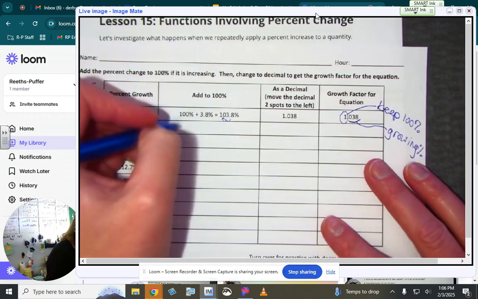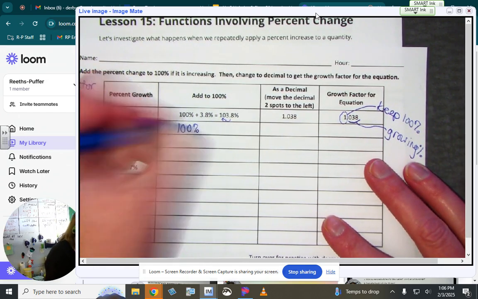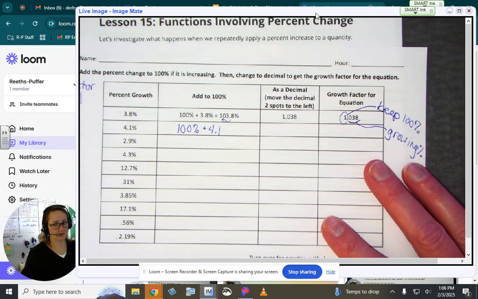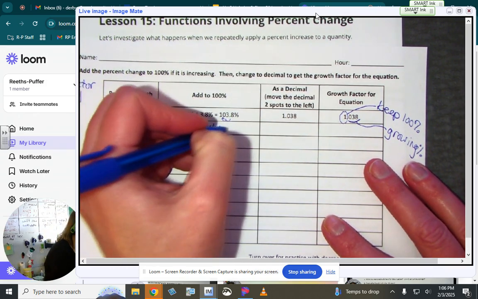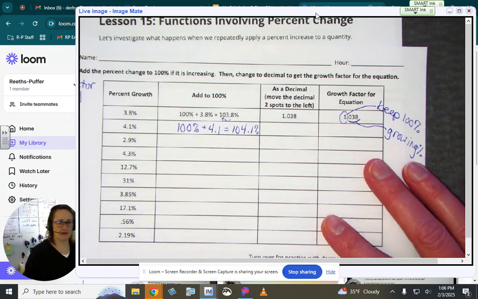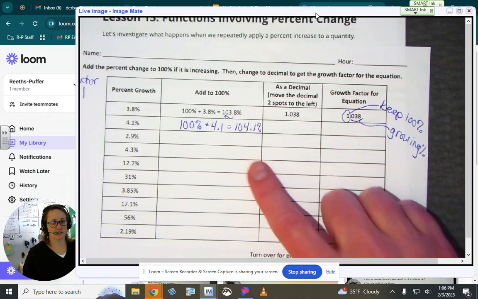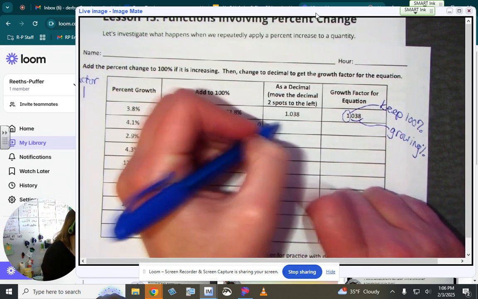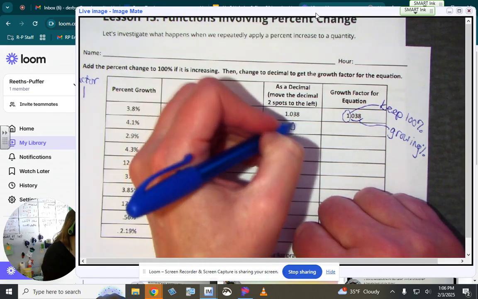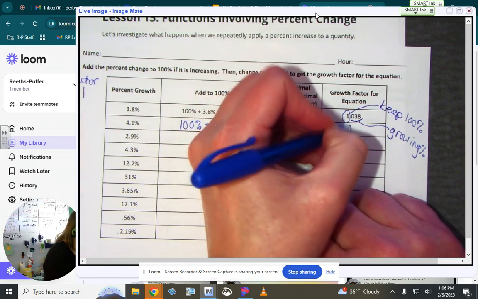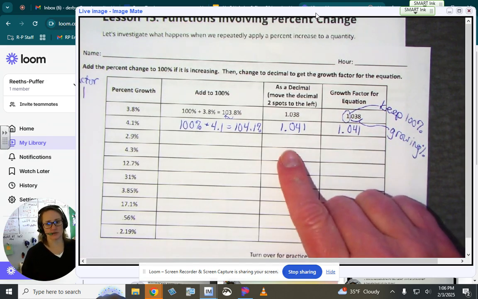Let's do it again. Start with 100%. If this is growth, this 4.1 is on top of that 100%. So that's 104.1. That's the percentage. Move it 2 decimal points, and it's 1.041. That would be our growth factor that we would use in an equation.